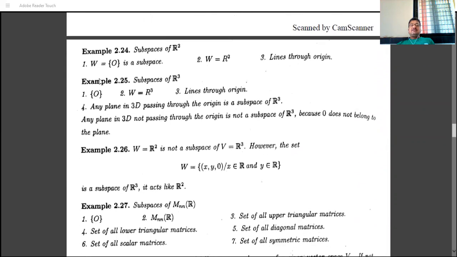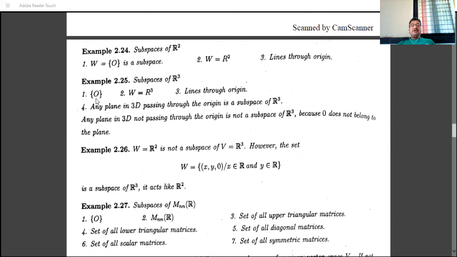Subspaces of R2: we know that the singleton 0, the set containing only the 0 vector, and itself, W. Every set is a subset of itself. So R2 is a subspace of R2, and singleton 0 is a subspace of R2. These are the two obvious trivial subspaces of R2. And lines through the origin: the set of x, y belonging to R square such that y is equal to mx, for example y is equal to 3x, y is equal to 4x. The set of all lines through the origin is a subspace of R2.